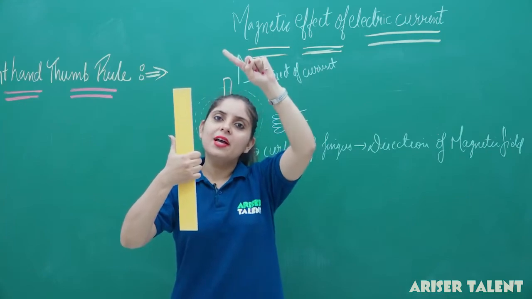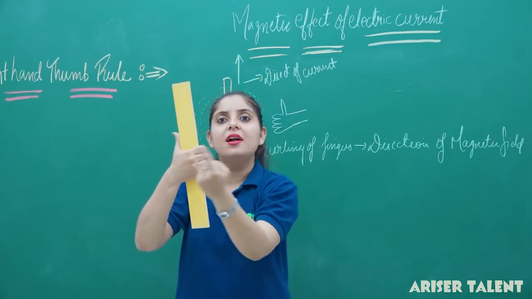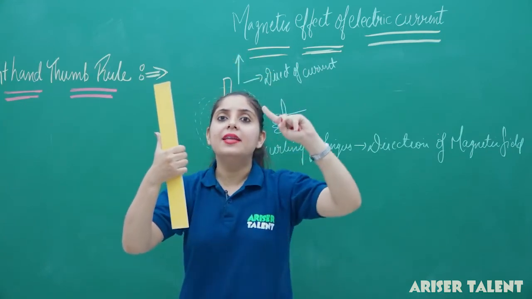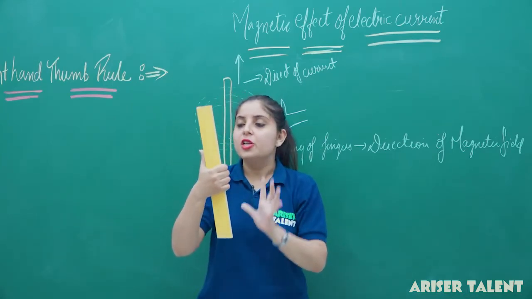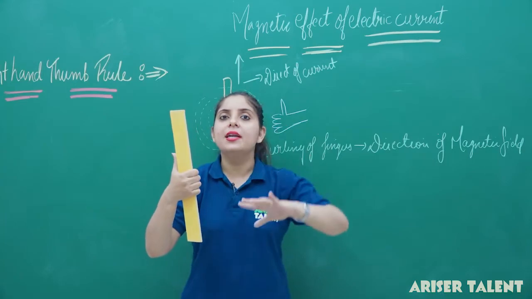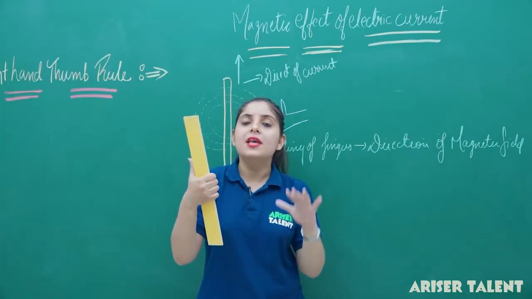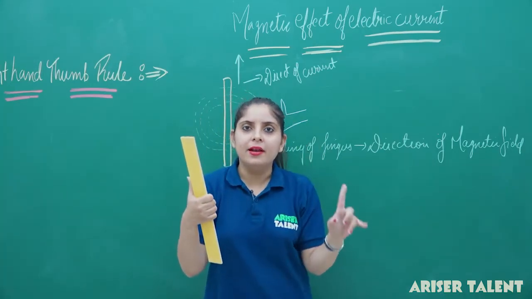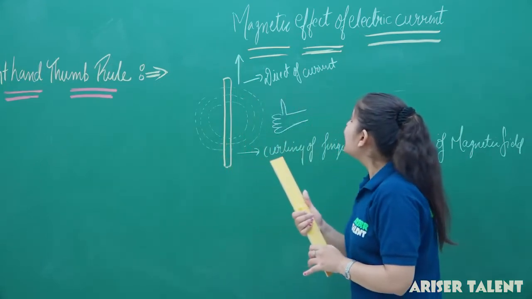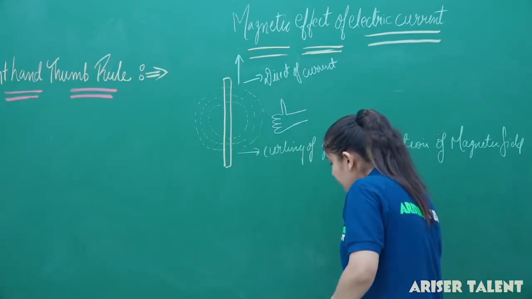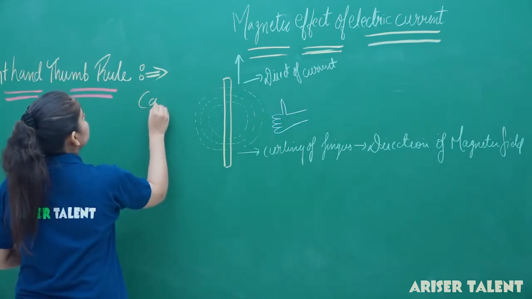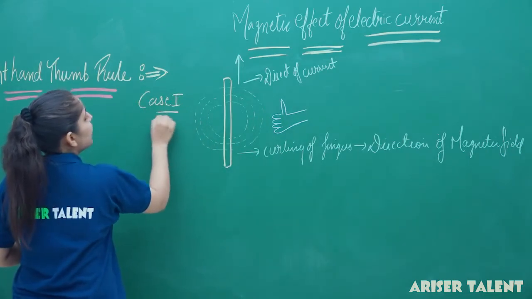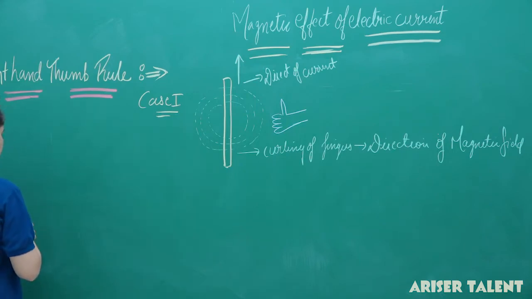If the direction of the current is north, then this curling of the fingers tells you that the direction of the magnetic field will be in the anti-clockwise direction. So this is how the direction of the current and magnetic lines of force can be found using the right hand thumb rule. Now, let us see our second case. This is our case number 1. Now, what exactly happens in case number 2?